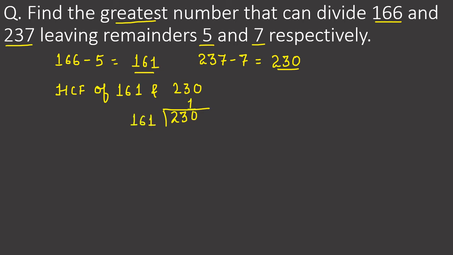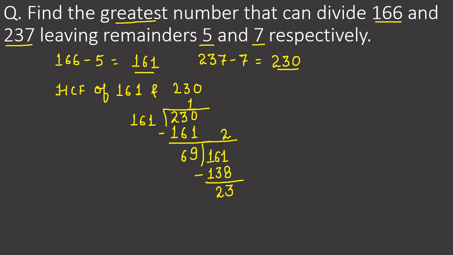161 ones are 161. Subtract them. 0 minus 1, 9. 12 left. 12 minus 6, 6. Now the 69 is the new divisor, and now write 161 as dividend. Divide 161 by 69. 69 twos are 138. Subtract them. 11 minus 8, 3. 5 left here. 5 minus 3, 2.